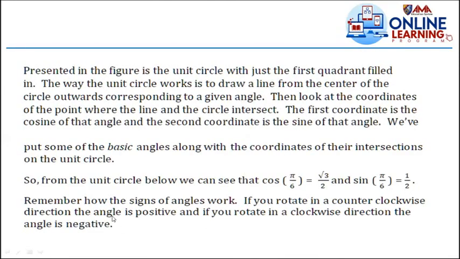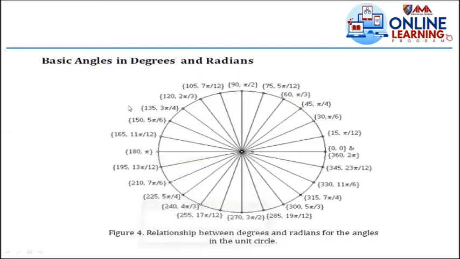Yan po siya. Remember how the signs of angle work if you rotate counterclockwise. Ibig sabihin, counterclockwise, ganun siya. In the counterclockwise direction, the angle is positive. And if you rotate in the clockwise direction, the angle is negative. So we have now the basic angles in degrees and radians. Figure 4, this is now the relationship between degrees and radians for the angles in the unit circle.